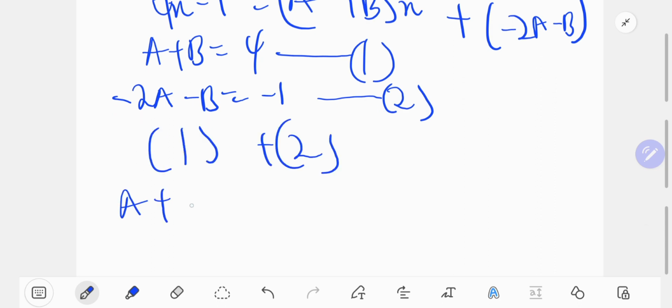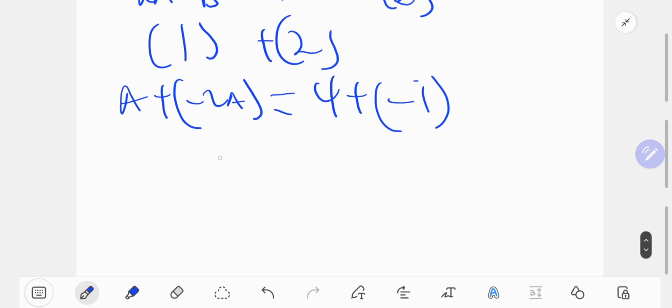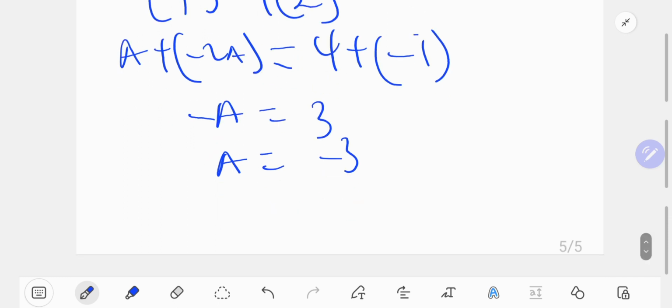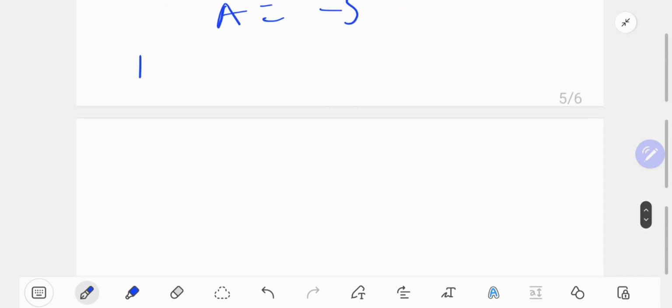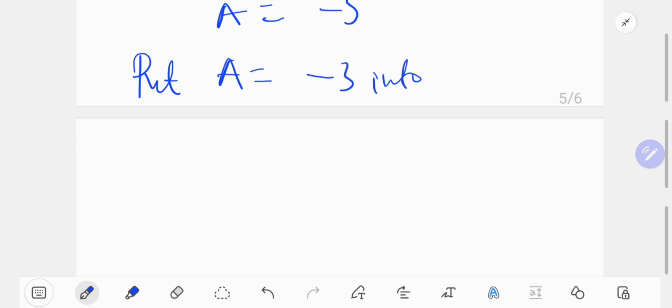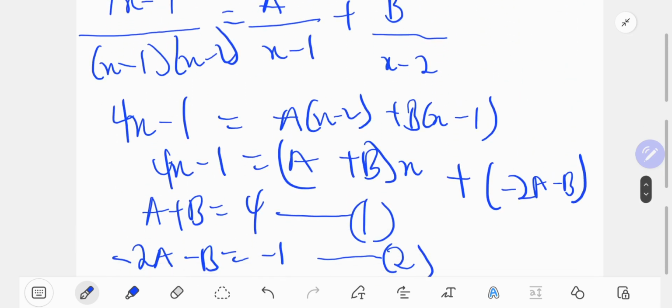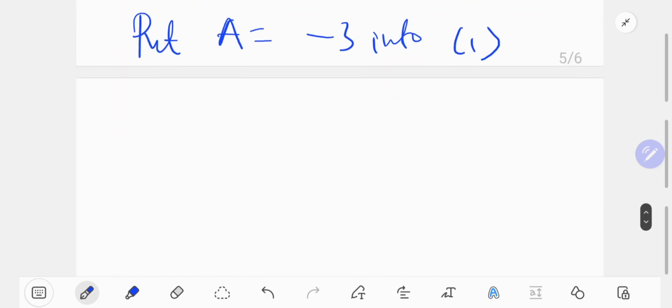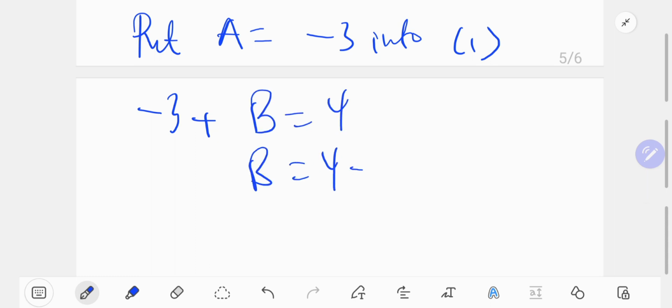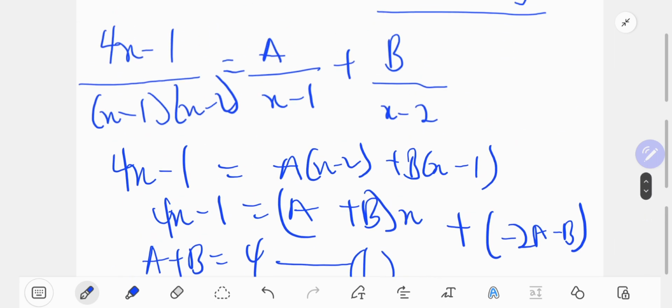You can just add 1 and then 2. This gives us a plus minus 2a equals 4 plus minus 1. So this gives us minus a equals 3, a equals minus 3. So at this point we put a equals minus 3 into, let's use equation 1. So a plus b equals 4. So that means we are going to get minus 3 plus b equals 4, b equals 4 plus 3, b equals 7.